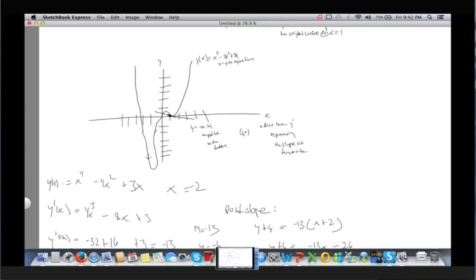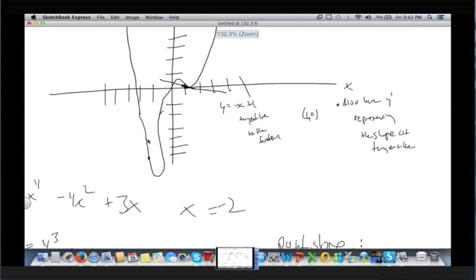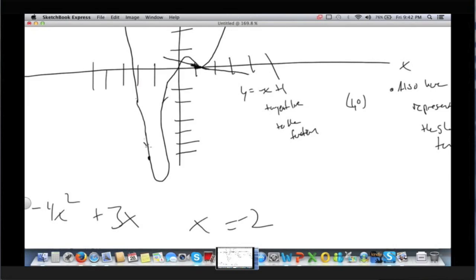Okay, so I need to draw the tangent line to this point. The slope is negative, so it's downward. And it should just skim along the curve. It's hard to draw, but that looks good, something like that, I think. Okay. Now, what's the equation of that line you just drew?